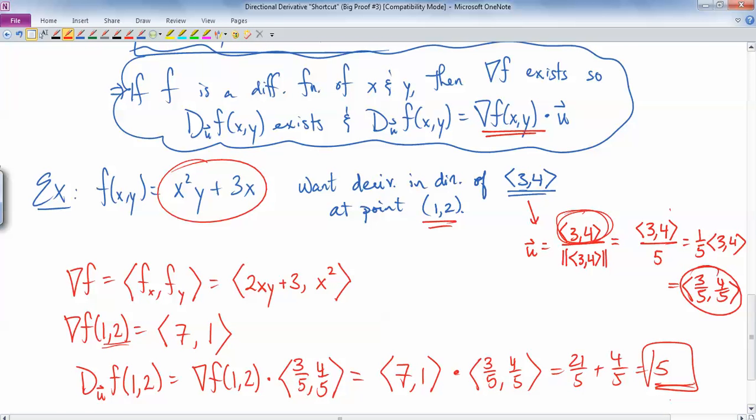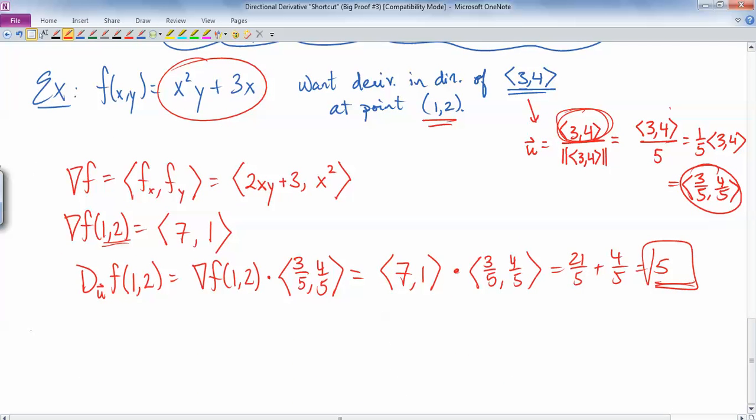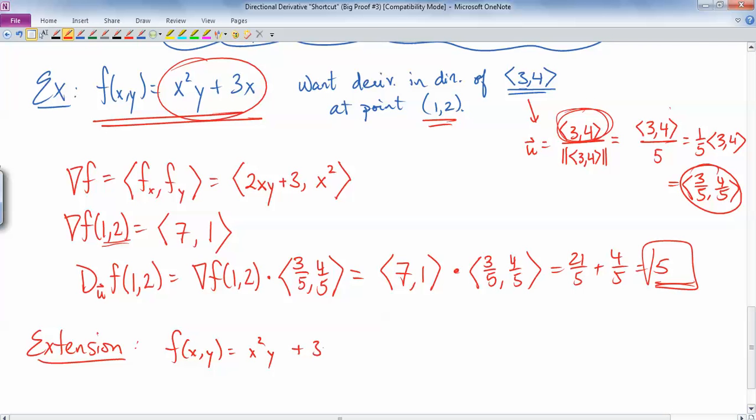So one other idea that comes out of this, so this is an extension. Sometimes we want the direction for the maximum derivative. So I give you a point, let's use the same function: f of xy equals x squared y plus 3x. And I say at the same point, 1, 2, which direction gives the maximum derivative?